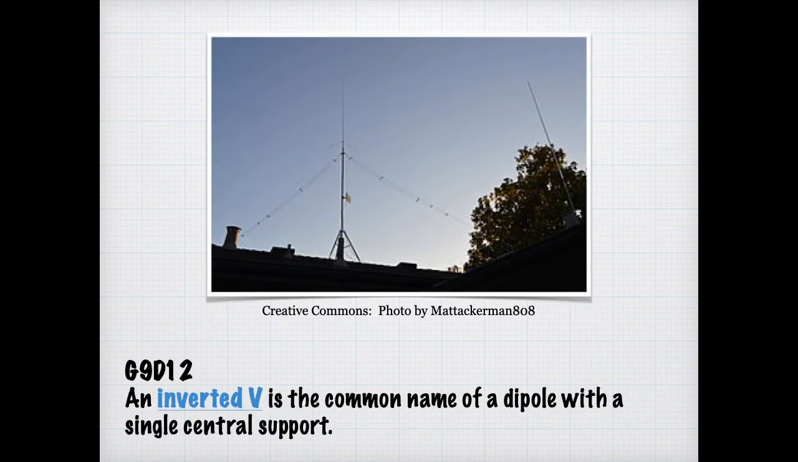Perhaps driving around, you've seen an antenna that looks like an upside down V, and that's how the inverted V gets its name. For the exam, you need to know that an inverted V is an uncommon name for a dipole with a single central support.